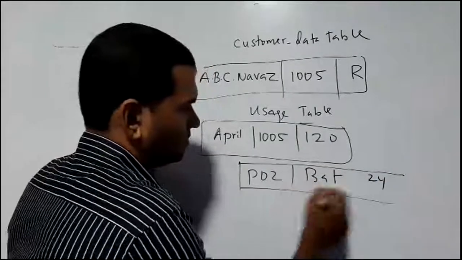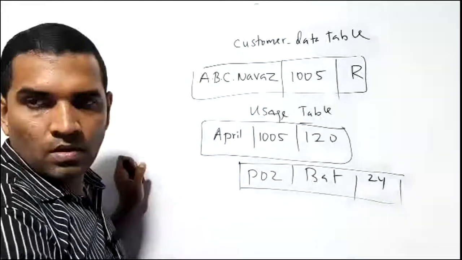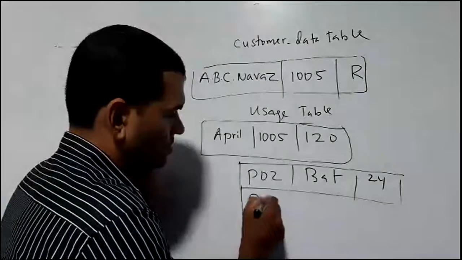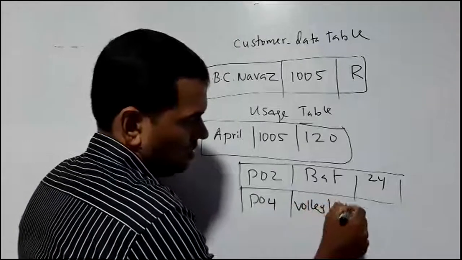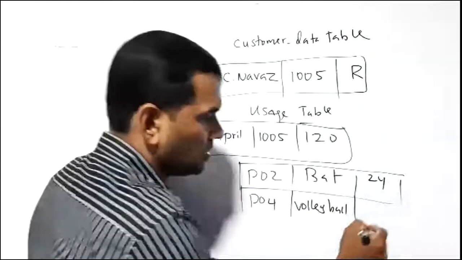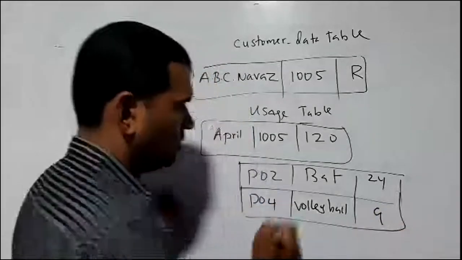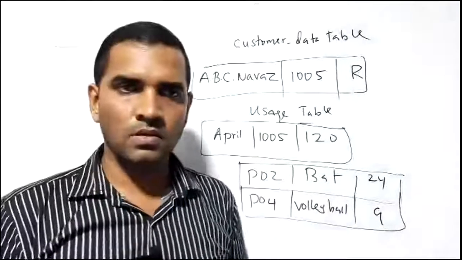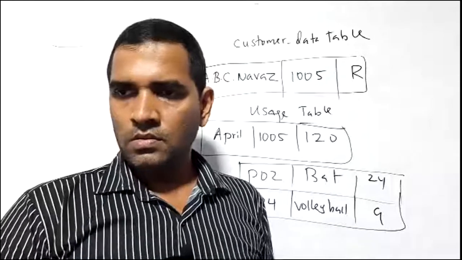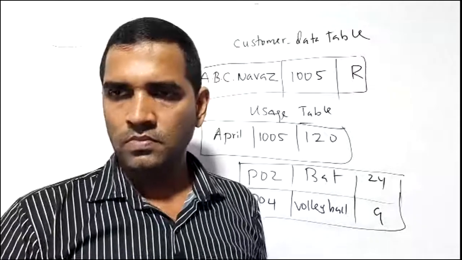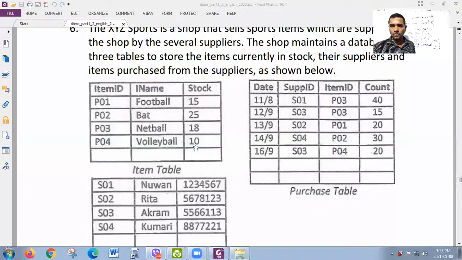In next one, volleyball. So P04 is volleyball. You have the 10, but one gone. It's 9. This is how it is updated. Clear? Okay, so here it's 24, here it's 9.